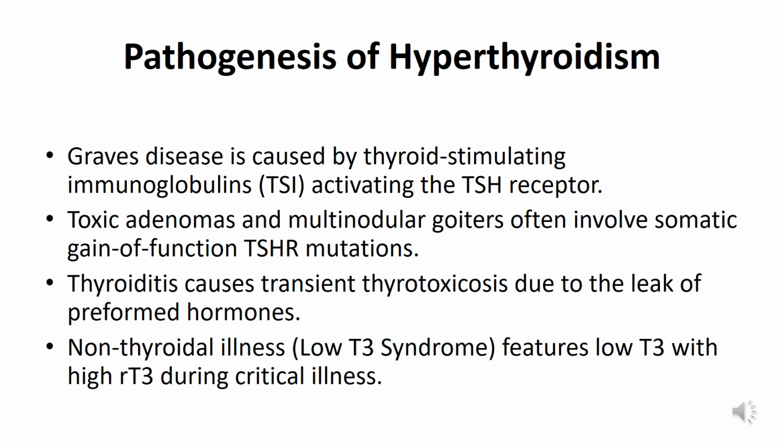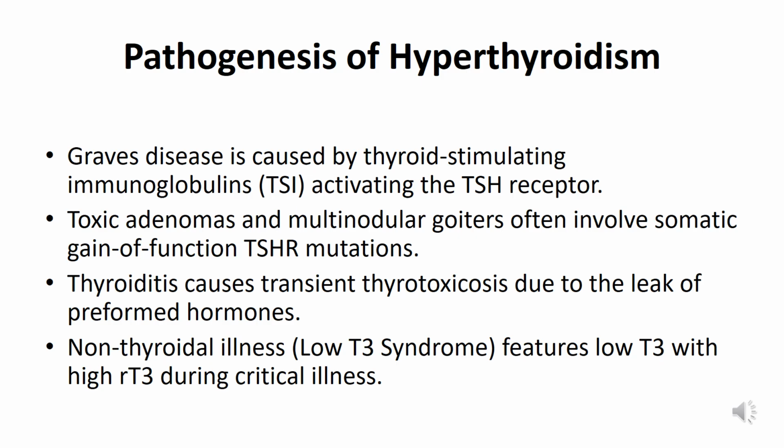These antibodies bind to and activate the TSH receptor on thyroid follicular cells. Normally, the TSH receptor is stimulated only by pituitary TSH. But in Graves' disease, thyroid-stimulating immunoglobulins continuously stimulate the receptor even when TSH levels are already low. This causes uncontrolled thyroid hormone synthesis and release. The thyroid gland enlarges diffusely, producing a toxic diffuse goiter.